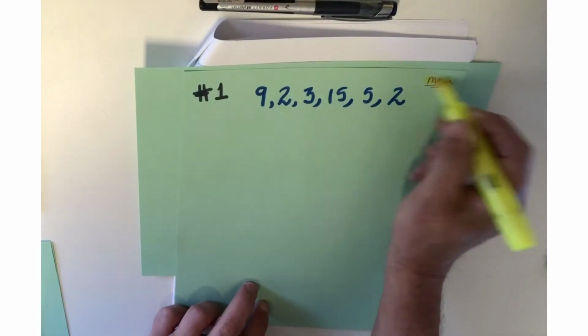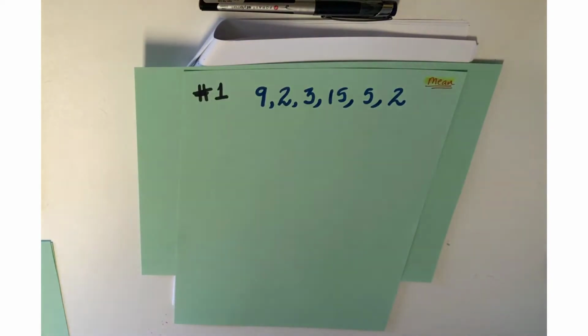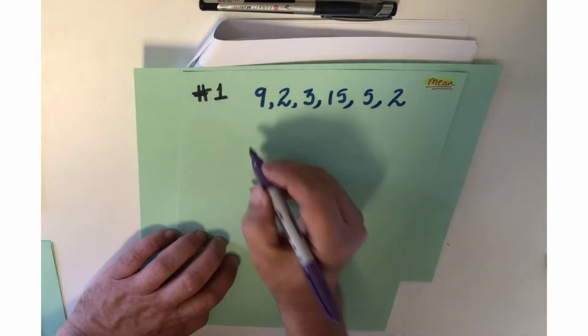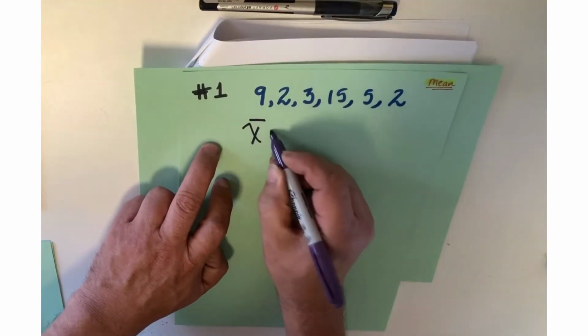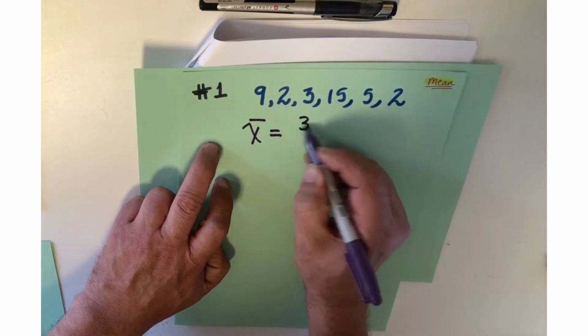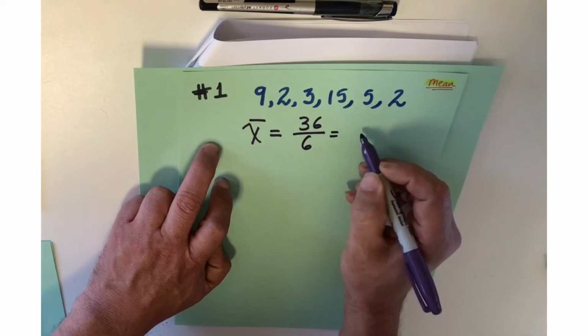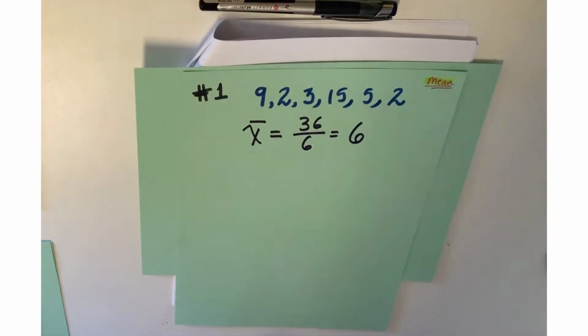I have to keep remembering which one of these it is. So I'm going to begin by finding the mean, and I'm going to get my handy dandy calculator. When I find the mean, I'm going to notice that the sum of all of this is 36. I'm going to count and notice that there are 6 numbers, and therefore the mean is 6.